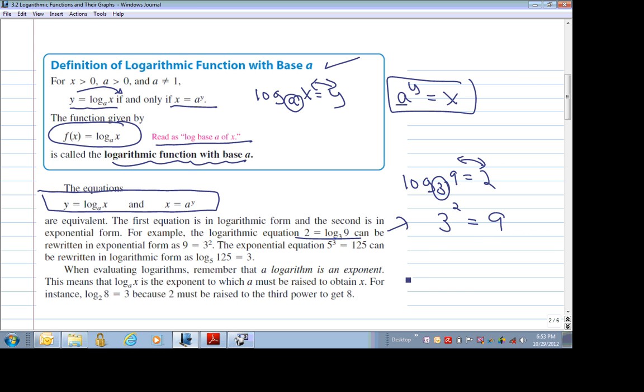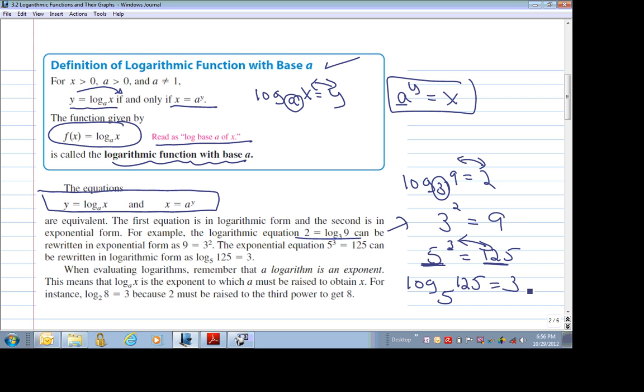We know that. In the exponential equation, 5 to the third power equals 125. Now we have exponential base 5 to the third power equals 125. Now all of a sudden the base becomes the base of the log, so log base 5, and these x and y's will switch again.